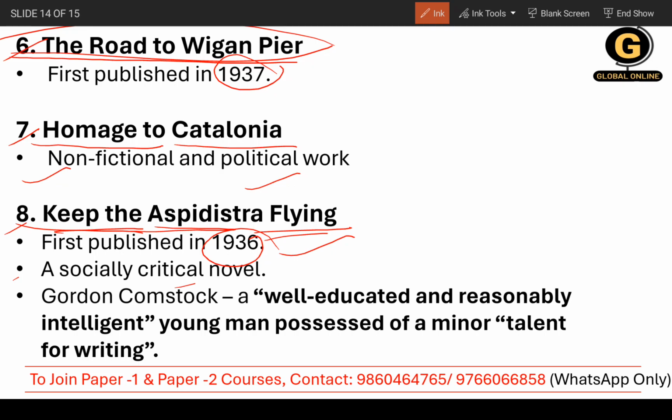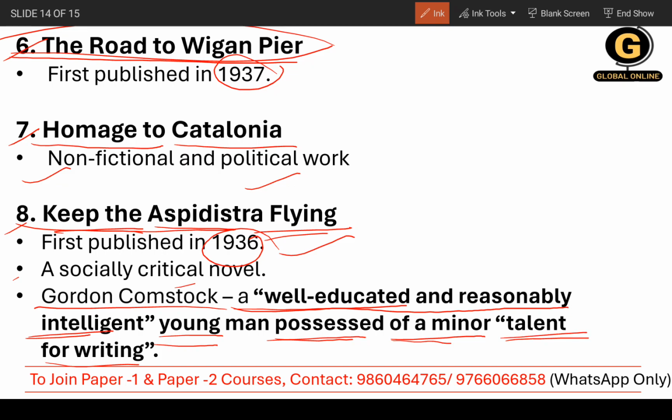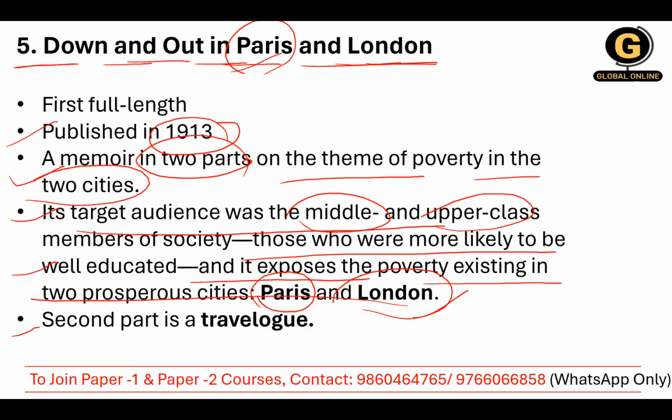About this particular novel, someone commented something. Let me tell you who the person was. Gordon Comstock said, a well-educated and reasonably intelligent young man possessed of a minor talent for writing. So who said this? Gordon Comstock said this. About which work? Keep the Aspidistra Flying. So yeah, we have completed the minor works.